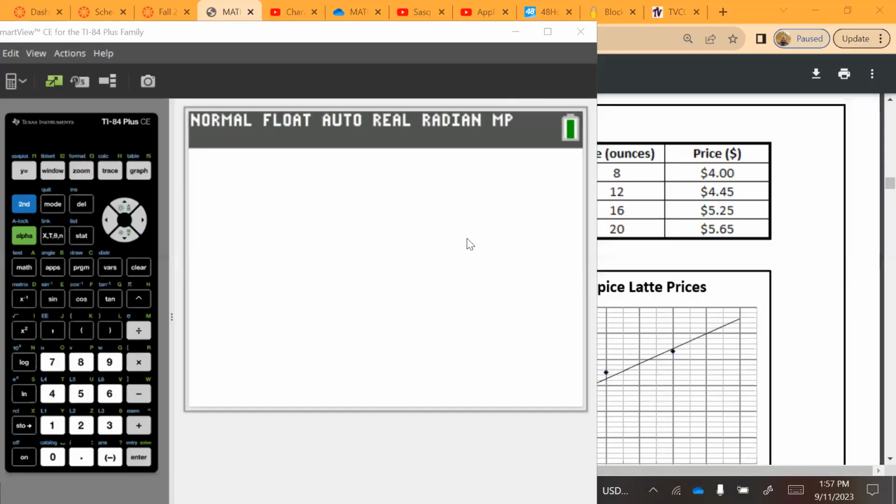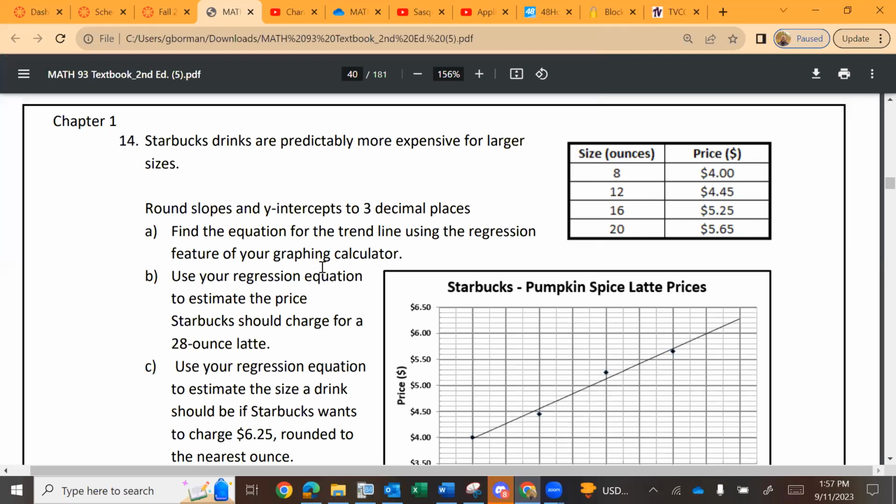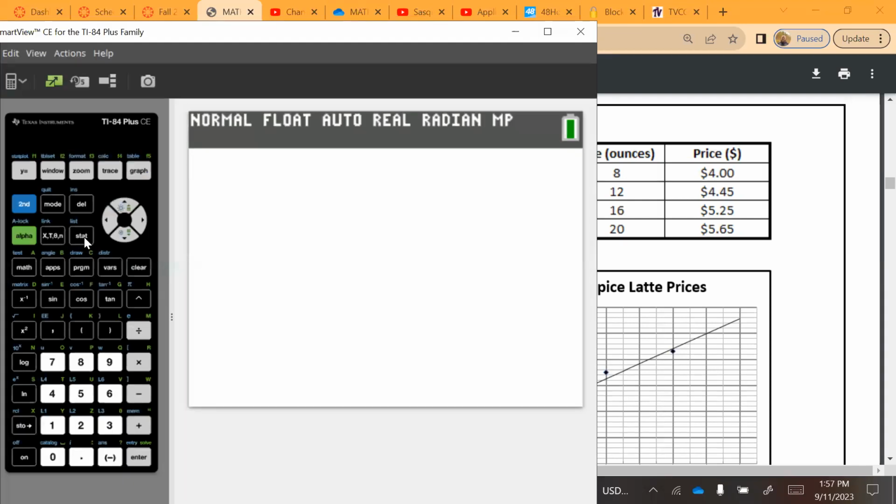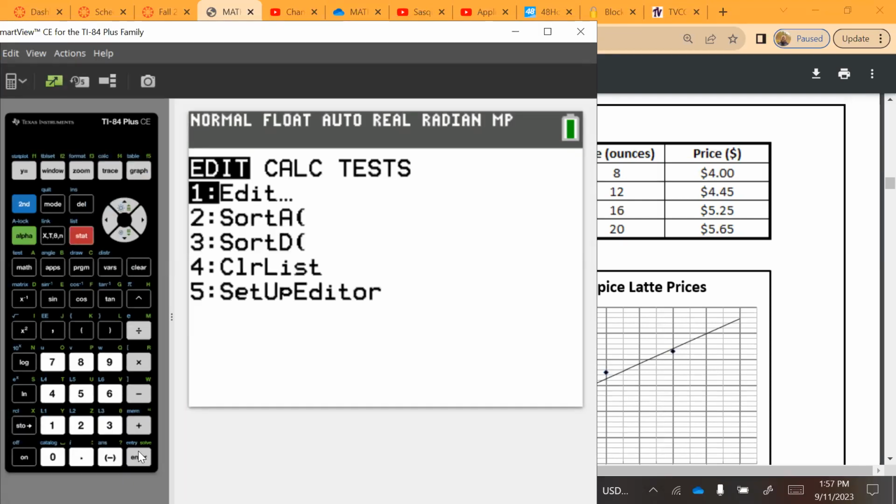Okay, so the first thing we've got to do, because it does say use your graphing calculator to find the equation of the trend line. One way to do that is to pick a couple of points and then just do it by hand. Another way, which we're going to do a lot of, and plus it says use the regression feature on your calculator, is we're going to use the regression feature, which is slick as snot. So we're going to go stat and then the first option.